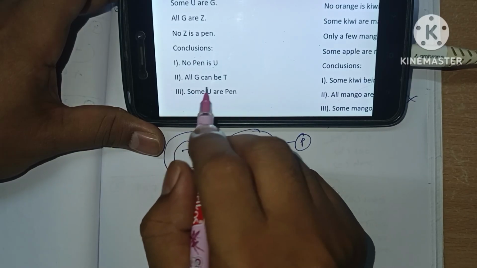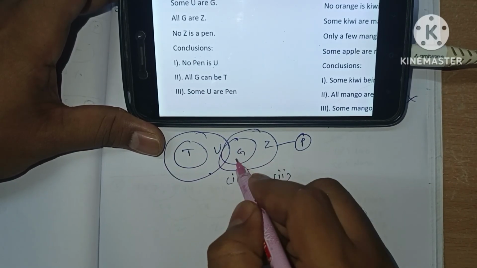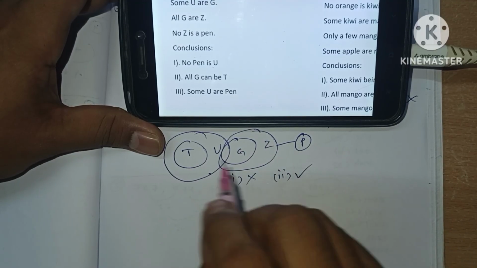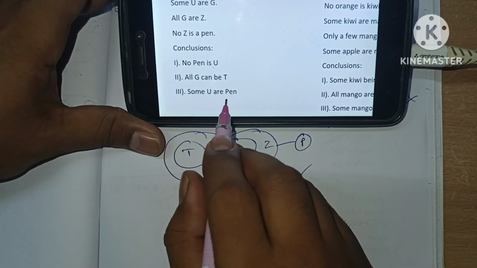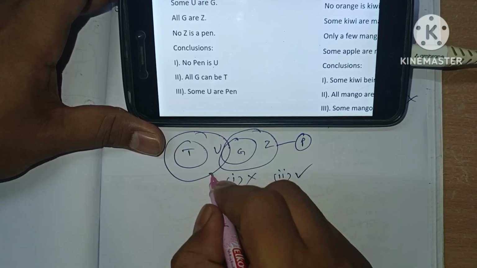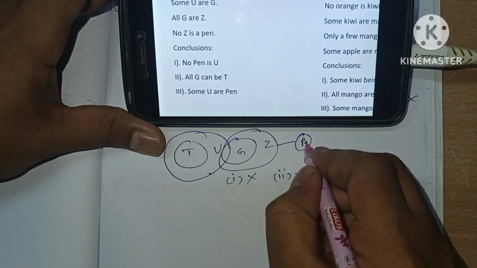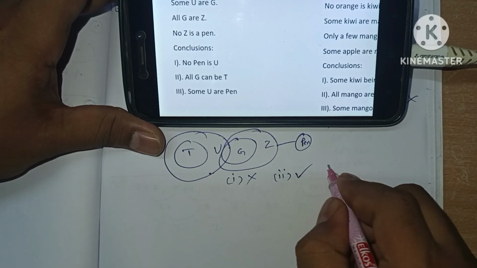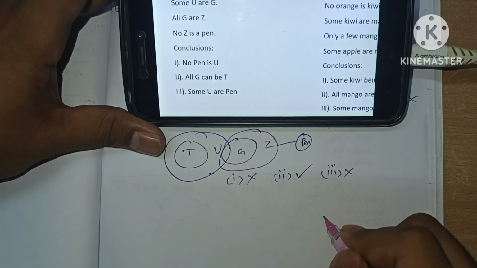Let's see second conclusion. All G can be T. All G placed inside T, as it is possible. True. Some U are pen. This is a direct conclusion, and here U and pen don't have any relationship between them. So third conclusion will be false.